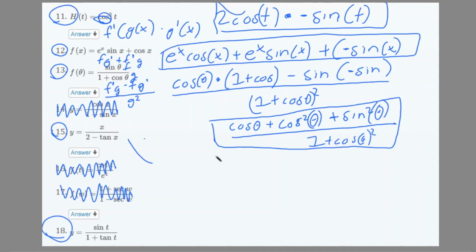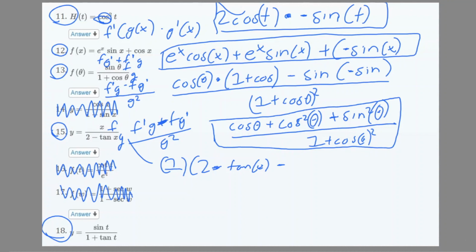And now number 15, we also use the quotient rule, f prime g minus fg prime over g squared. So first is f prime, which is x, f is on top, g is on the bottom. So x, which is 1, times g, which is 2 minus tan x. Handwriting's really taking a toll here. Oh yeah, that's minus. I forgot to write that. I didn't get that wrong in the previous question. Minus there. And then f, which is x, times g prime, which is going to be secant squared x.